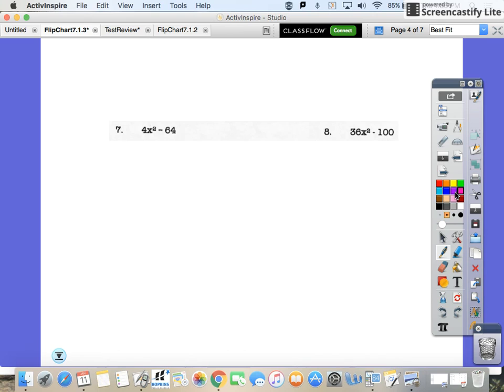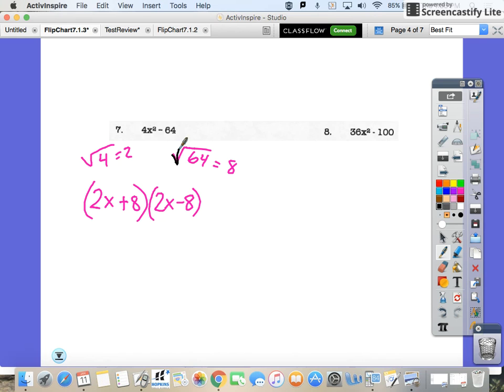And then these two are examples of difference of squares like they mentioned on the first page. Real quick way to do it is to square root both numbers and then cut the power in half. So square root of 4 is 2, square root of 64 is 8. So we're going to go 2x, because we want half of that, plus 8 times 2x minus 8. From section 7.1.2, you guys hopefully will remember that you just need two opposite signs. So you have plus 8 on one and minus 8 on the other.